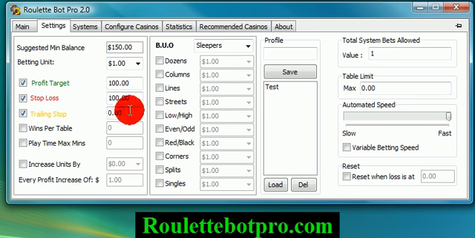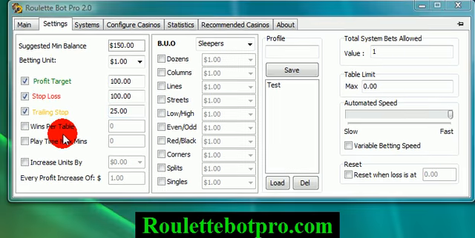Trailing stop. If you have this checked, enter in a number that you want to act as your trailing stop. A trailing stop will move up for every dollar you make and never go back down. In this example, using a trailing stop of $25, if you were up $75 profit and hit your trailing stop of $25, you would stop at a $50 profit.